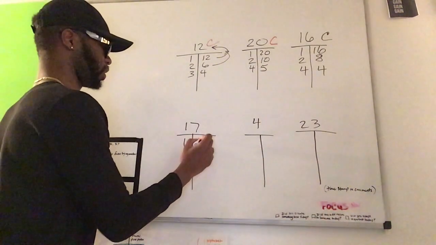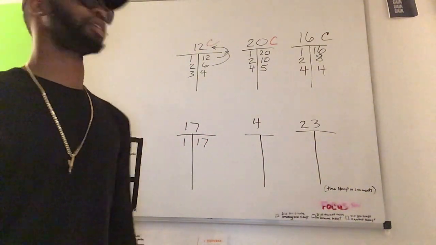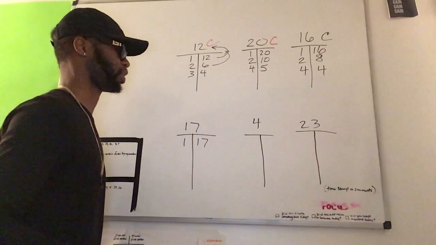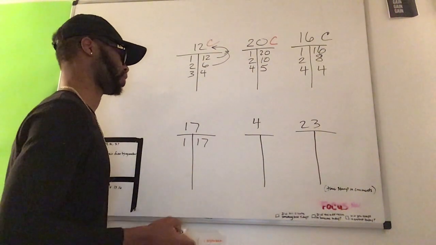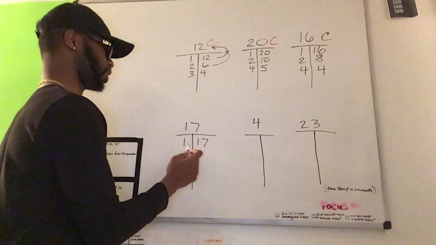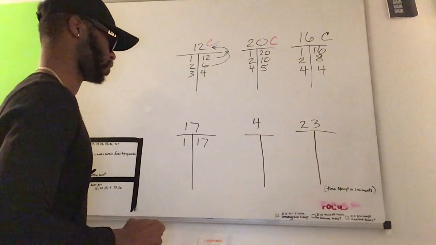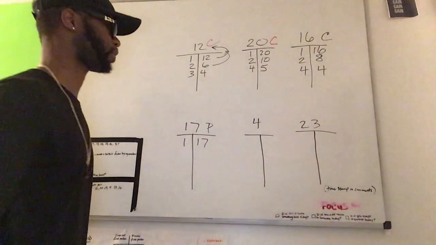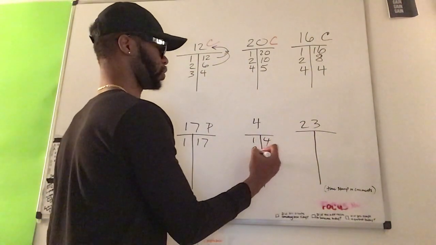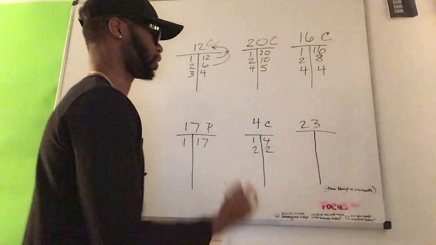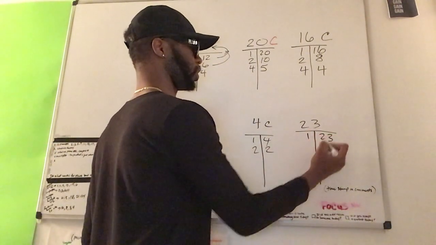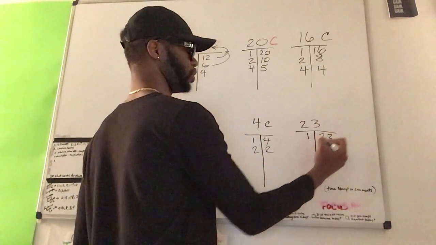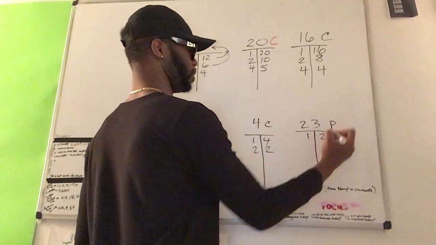17. 1 times 17. Can we multiply anything else to get 17? 2 times something? No. 3 times something? No. 4 times something? No. 5 times something? Nope. 6 times something? 7 times something? Nah. So, because this only has 2 factors, we know that 17 is a prime number, all right? 4, we got 1 times 4, 2 times 2. Composite number because it's 4 factors. 23, 1 times 23. Can we multiply anything else to get 23? Nah, so because this is only 2 factors, we know that this is a prime number.